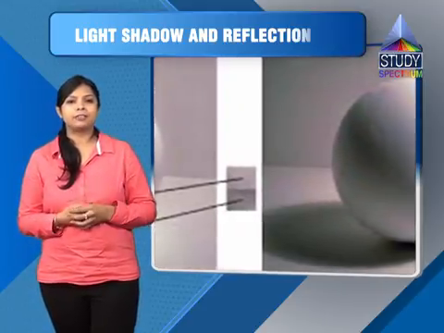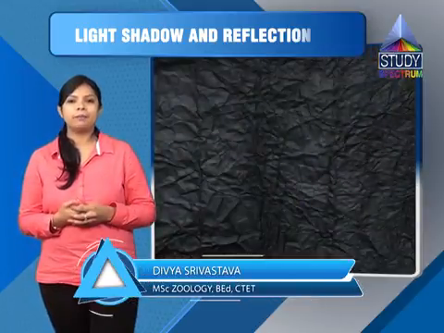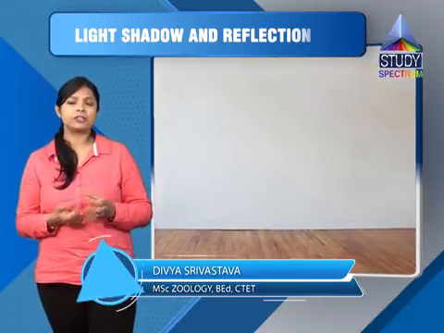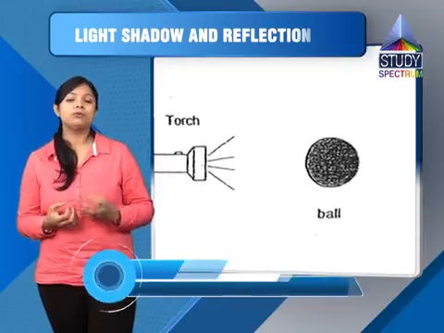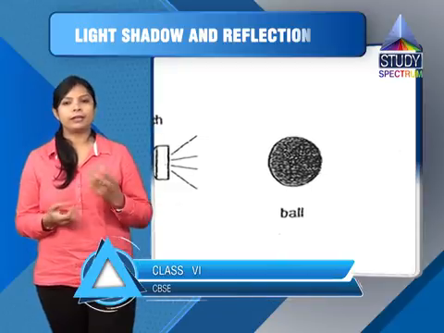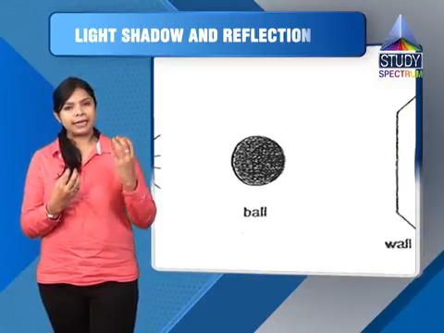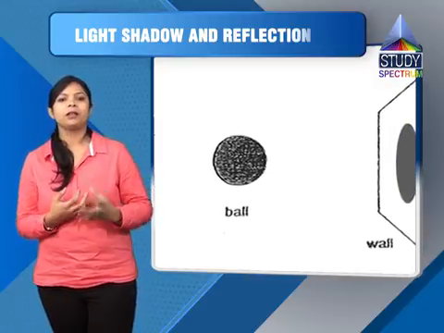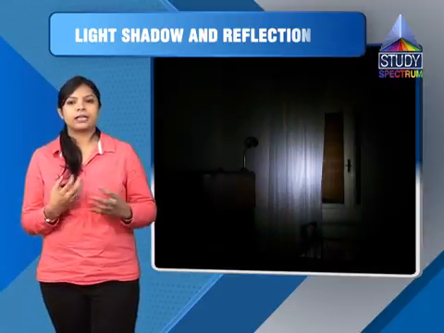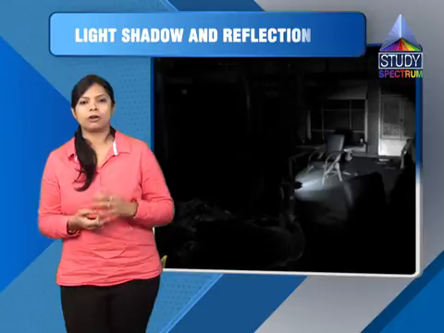So students, for this activity you need a torch, black paper or tape, a ball and a bare wall. Now what will be the procedure for this activity? Cover the glass at the front of the torch with black paper with the help of tape, and make a small hole in that paper so that light can come through that hole. Next you need a dark room. Switch on the torch and point it towards the wall. That source of light will be the lighted torch.